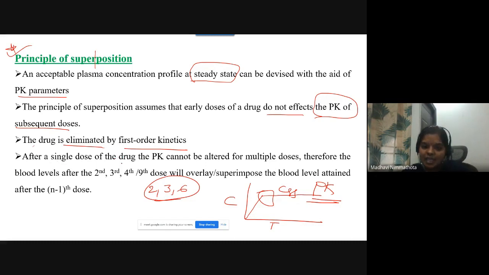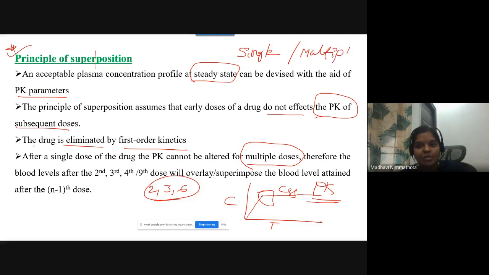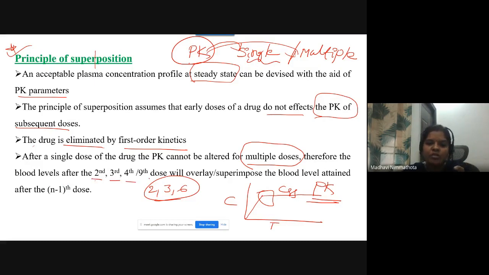After taking a single dose of the drug, the PK cannot be altered for multiple doses. Please remember this. If you take a single dose of the drug or multiple doses, multiple being nothing but repetitive administration, your PK will never be altered. Whatever PK parameters you got for single dose administration, you get the same PK parameters for multiple doses also. Therefore, the blood levels after the second, third or fourth dose and so on will be superimposed.